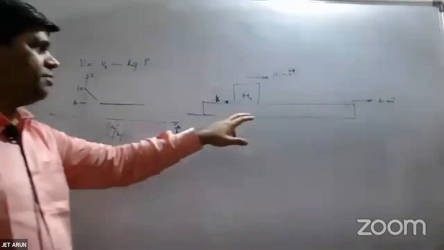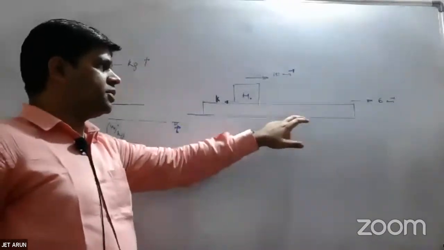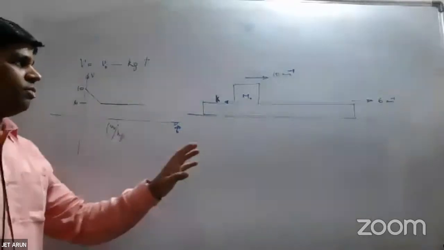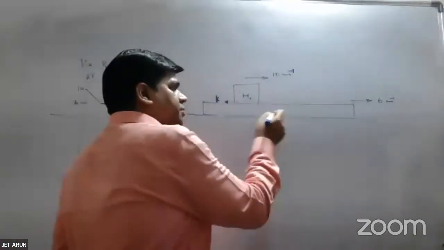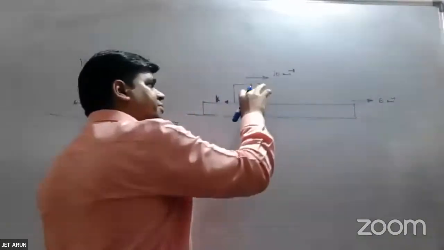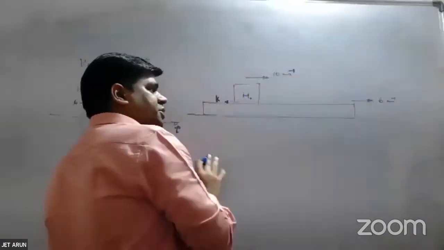All right, provided I keep this moving with constant velocity 6. If this is not constant velocity, things are different. That we will do later. But I am somehow pulling this with constant velocity. What is that called? Take it as a belt, which is moving with constant velocity 6. Then I have projected a block on it with 10 meters per second with respect to ground.